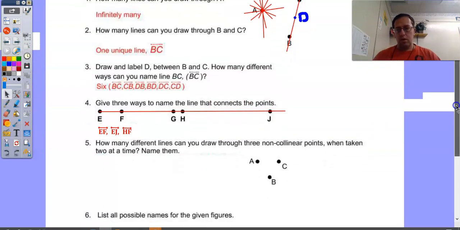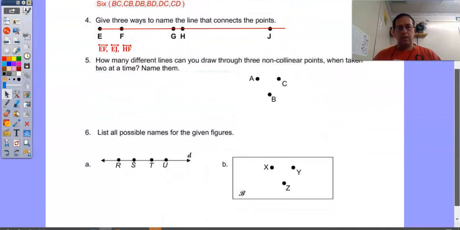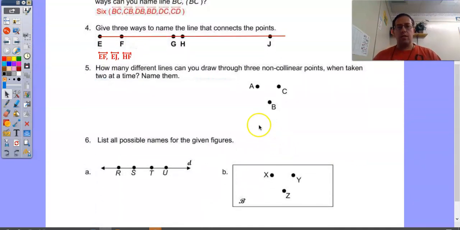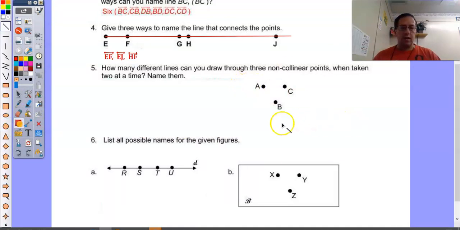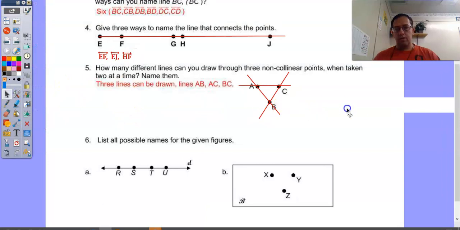Put 3, it's wrong. Okay, so how many different lines can we draw through 3 non-collinear points if we take them 2 at a time? Now obviously they're non-collinear. I can't draw one line that connects all 3, right? So how many lines could I draw to connect these if I'm just going 2 at a time? Well, let's see, to go from A to C, I can only do 1. From C to B, I can only do 1. From A to B, I can only do 1. Are there any other ways that I can connect these dots? No. That's the only way these points can be connected. So I just got those 3 lines.